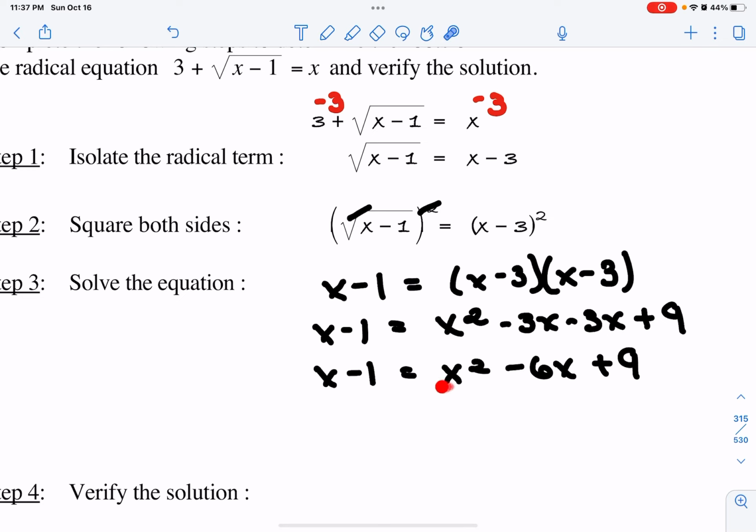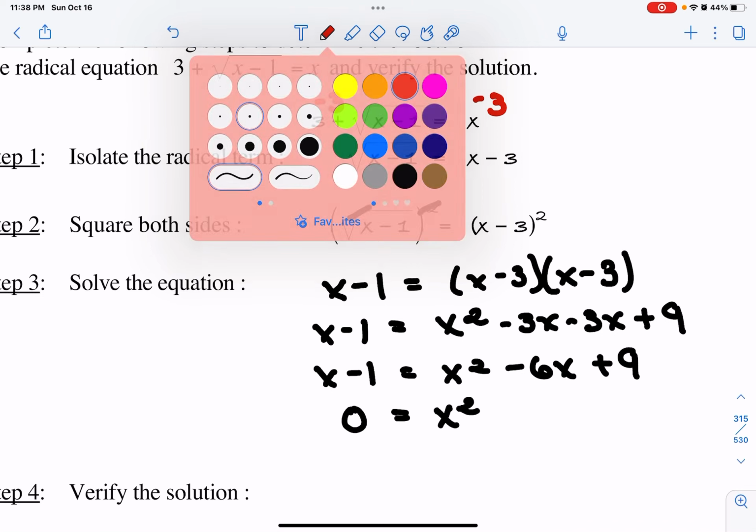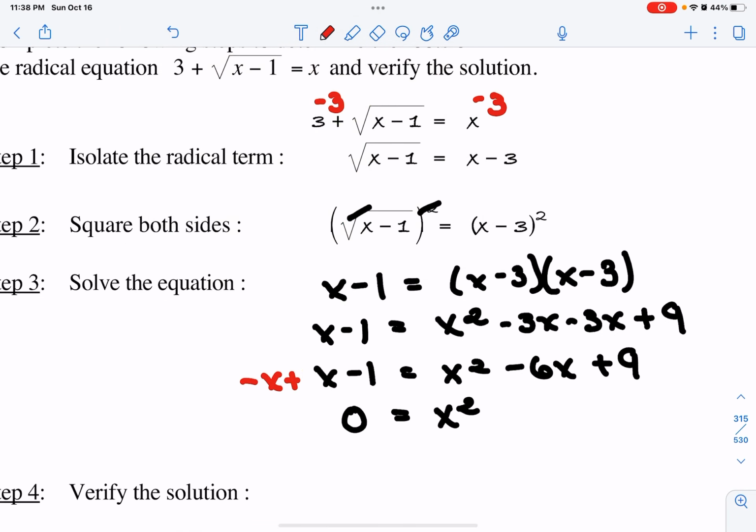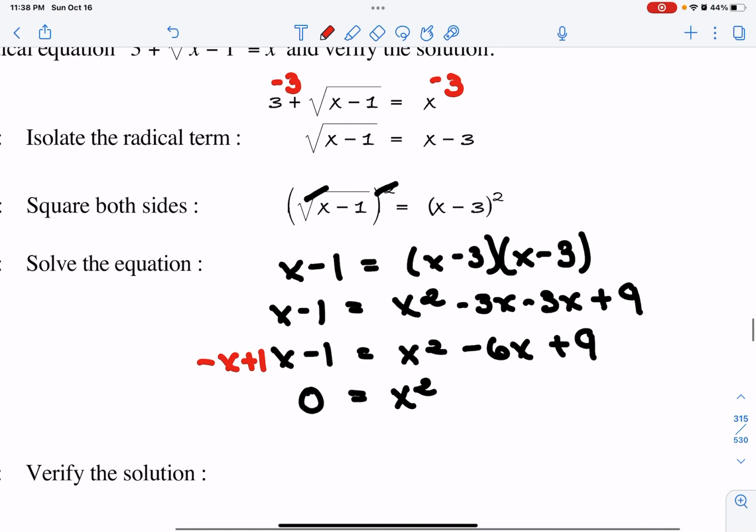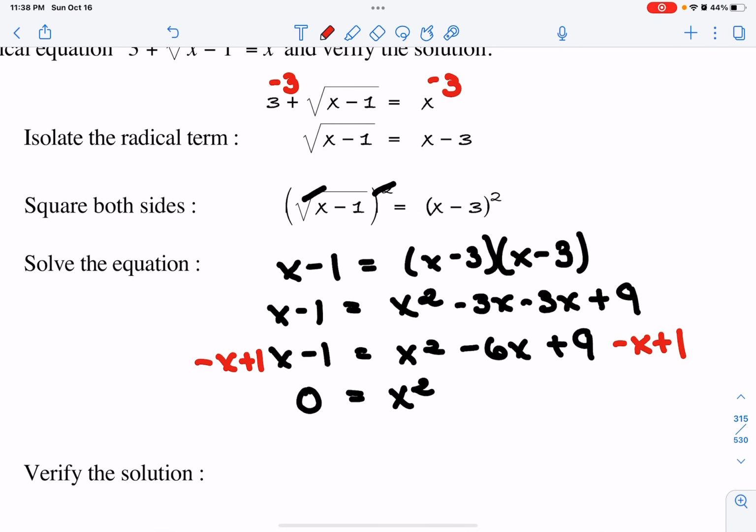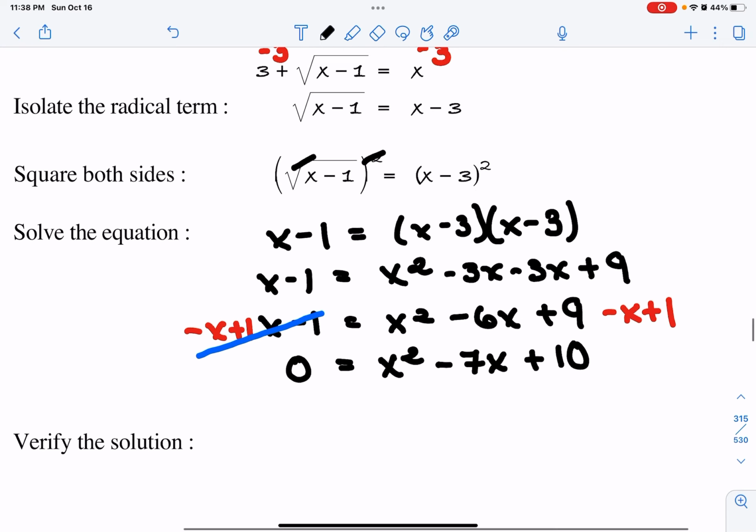So if this is positive on this side, I'm going to leave it there and take everything from the left and move it to the right. 0 is equal to x squared. If I subtract away an x and I add the 1 to this side, I'm going to do the same thing to the right and go negative x plus 1. That's undoing everything on the left-hand side and canceling it and leaving me with just a 0. And now I have x squared, negative 6x minus x is negative 7x, 9 plus a 1, that's equal to 10.